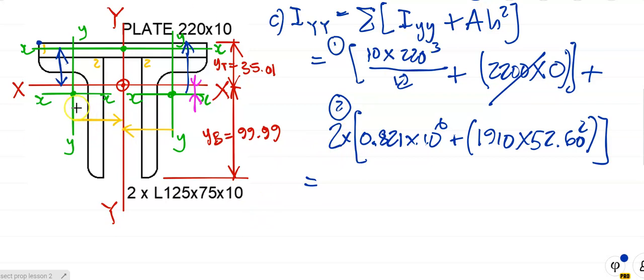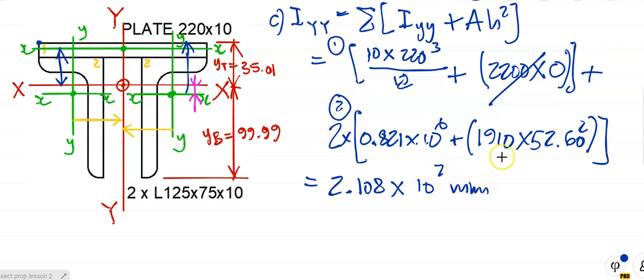And the distance from the centroids to there is exactly the same. So I can say 2 of that. I work it all out. Stop the video and check the answer for yourself. And I got 2.108 times 10 to the power 7 millimeters to the fourth.